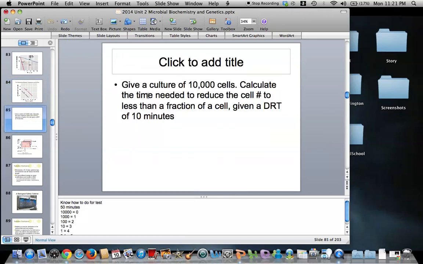If you're given a culture of 10,000 cells, how many times does it need to be reduced to get to less than a fraction of a cell, given a DRT of 10 minutes? So you can basically do this thing where you figure out how long it goes.